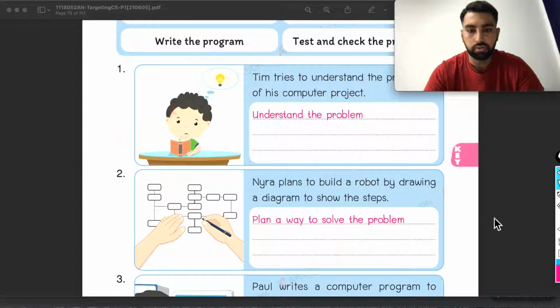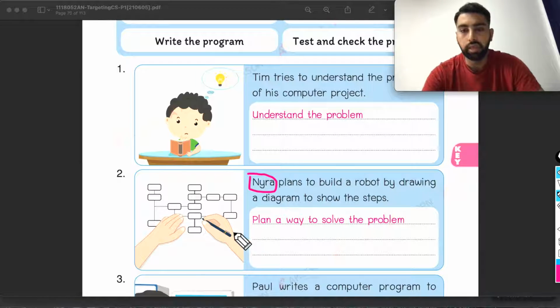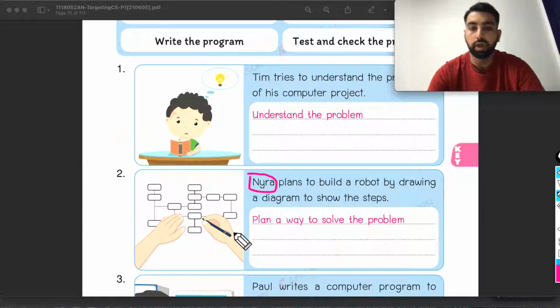All right, so the second one we have here is: Naira plans to build a robot by drawing a diagram to show the steps. Plan a way to solve the problem. So these are the block diagrams. Her name is Naira. She wants to build a robot by drawing a diagram to show the steps.